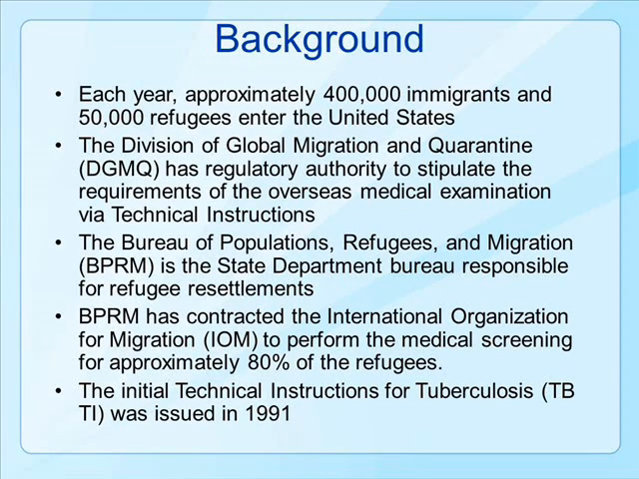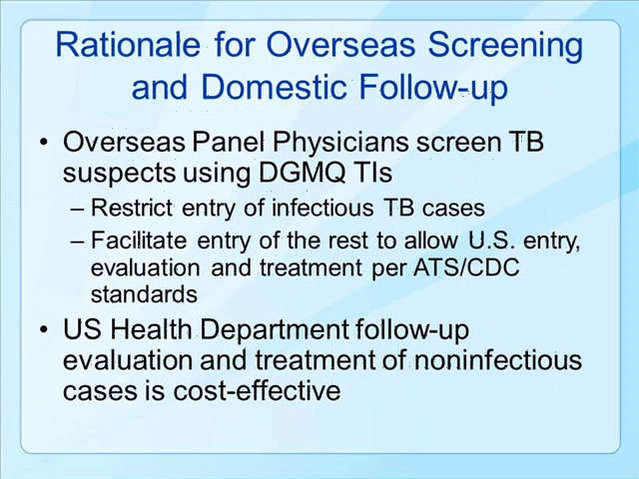So the initial technical instructions for tuberculosis screening were issued in 1991. And really the rationale for overseas screening is specifically to screen TB suspects using these technical instructions to restrict the entry of infectious TB cases, but to facilitate entry of the rest in a very seamless fashion with evaluation and treatment per our guidelines, the ATS, CDC, IDSA standards. And then for the U.S. Health Department to follow up evaluation and treatment of non-infectious cases, and that is cost-effective on the state side.